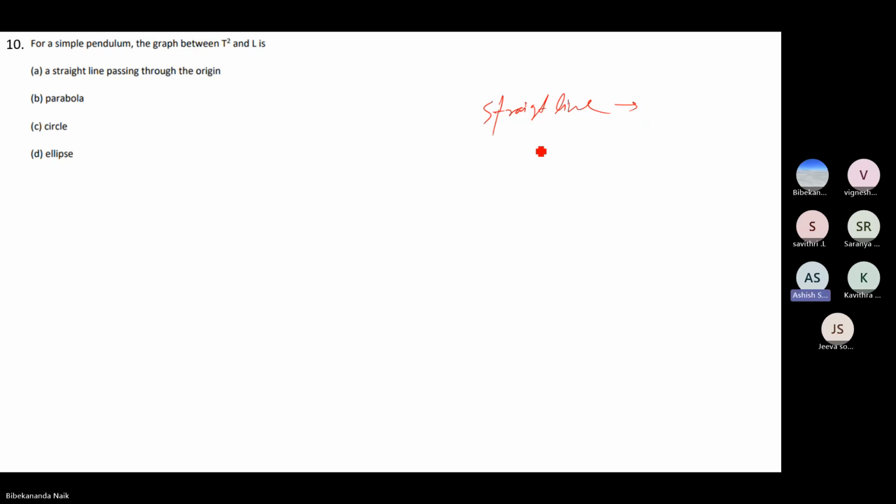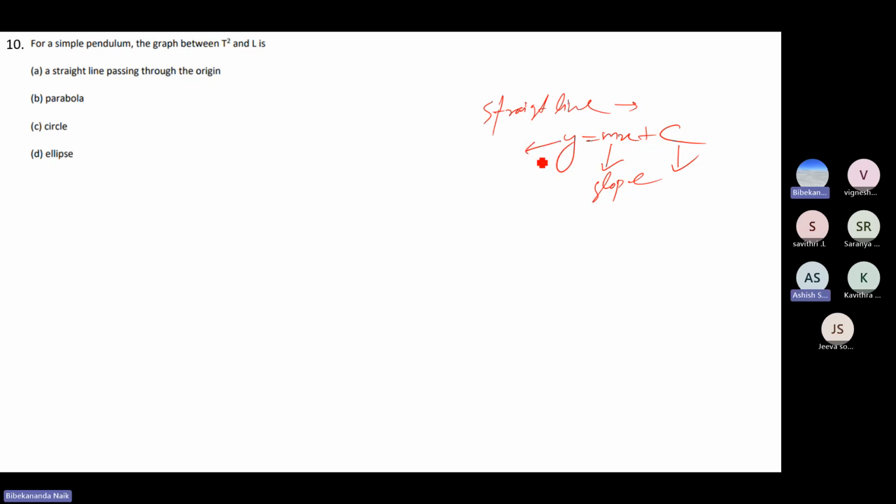So y equals mx plus c. What is m, and what is c? M is the slope and c is where the line passes through. M is slope and c is what? Where the line passes through. Passes through which axis?